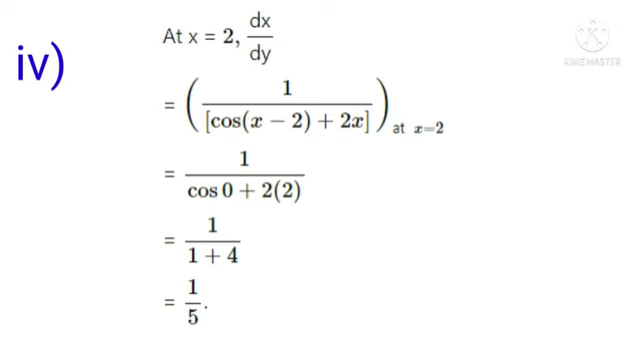Wherever x is seen, there we have to put 2. So we get 1 upon cos of, we have to find the value of x, 2 minus 2, plus 2 into 2. 2 minus 2 is 0. So we get 1 upon cos 0 plus 2 into 2. 2 into 2 is 4 and cos 0 is 1. So the final answer is 1 upon 1 plus 4 is equal to 1 upon 5.